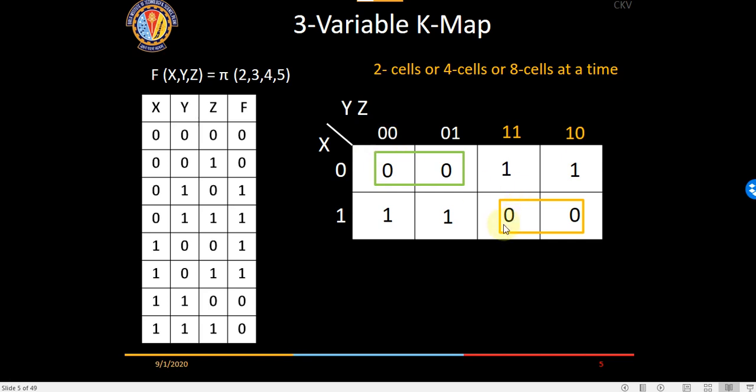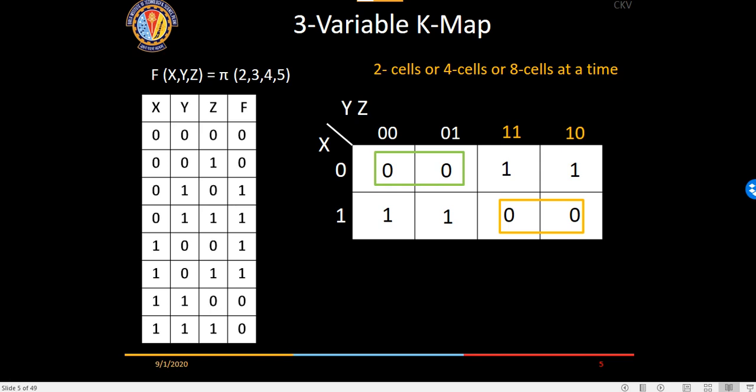Here also x is not changing from here to here, but the value of x is 1, so it becomes x. Here also y is not changing, but the value of y is 1. So this is xy. This is x bar, y bar. 0 will be considered as bar. What is changing, please don't include that in the expression. Only what is not changing we have to take.